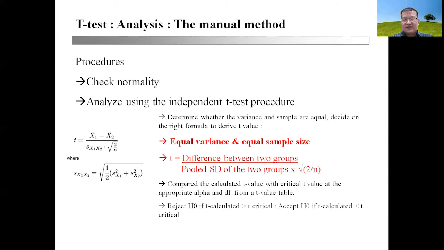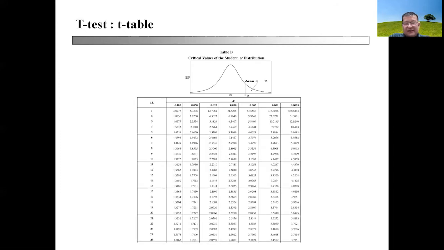Assuming you have equal variance and equal sample size, then you use the following formula and reject the null hypothesis if the t calculated is above the t critical taken from your t table, but accept the null hypothesis if the t calculated is less than the t critical value. This is the t table that you need to refer to in order to analyze this. The t table is read according to the degrees of freedom, that means sample size, and of course, according to the alpha, the significance level.